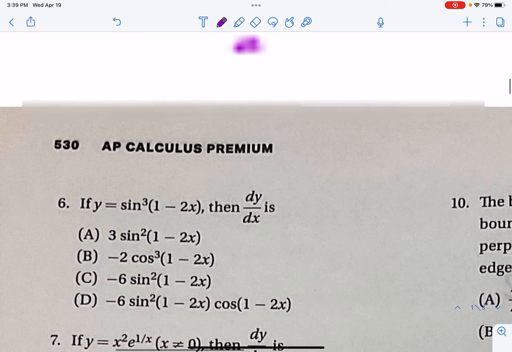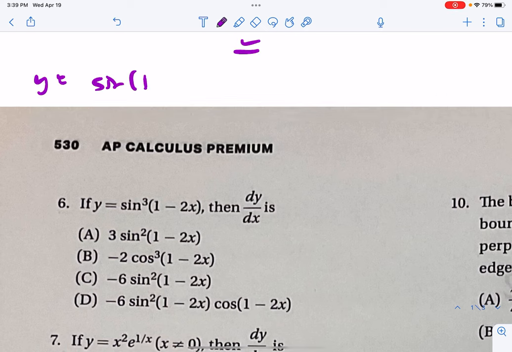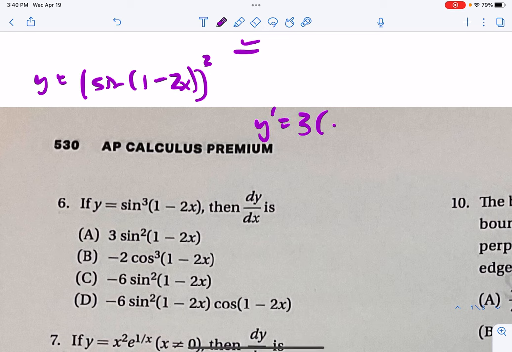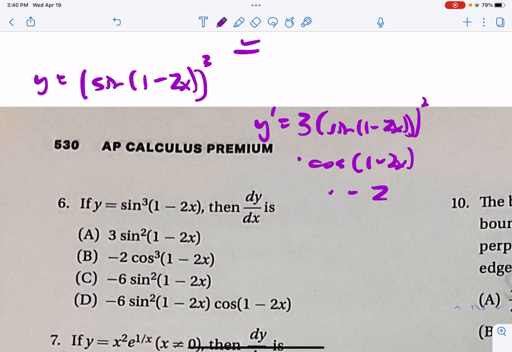Okay, this is just chain rule. Let's just remember that sine cubed really means we're taking sine of this thing and raising the whole thing to the third power. So our derivative here would be 3 times sine of 1 minus 2x squared times cosine of 1 minus 2x times the derivative of the inside, which is negative 2. So the 3 times negative 2 give us negative 6. And there's a sine squared and there's a cosine, so it looks like it is D.